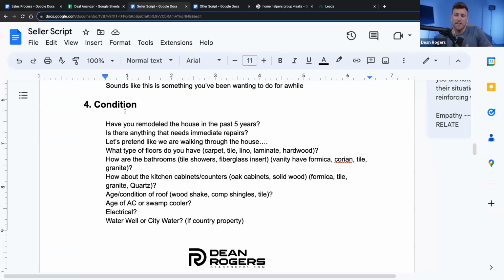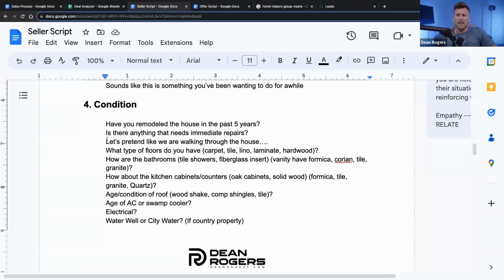Unless you ask these questions, you're not going to understand and visualize in your head what this house looks like. If you're in this business long enough and talk to enough people, seen enough houses, seen enough pictures, you're going to understand what these houses look like. And by asking the questions, they're going to paint the picture for you in your head. So has the house been remodeled in the past 5 years? Is there anything that needs immediate repairs? That's the surface level questions.